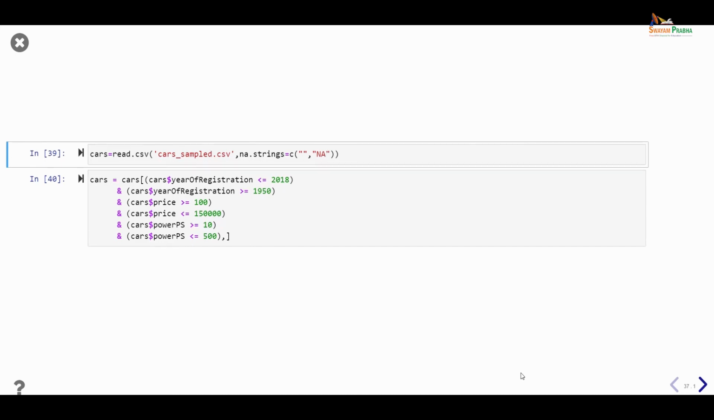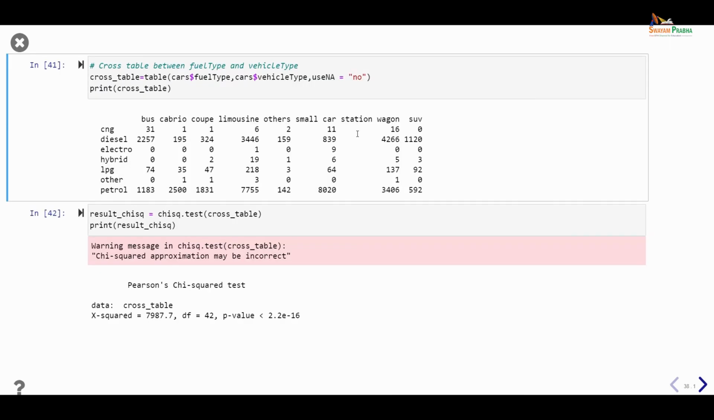Once you read your data, we need to subset based on certain conditions. These conditions are exactly what you've seen in the case study. We will first start by building a cross table between fuel type and vehicle type. Within the table function, we'll mention the fuel type, which will go on the rows, and the vehicle type, which will go on the columns.